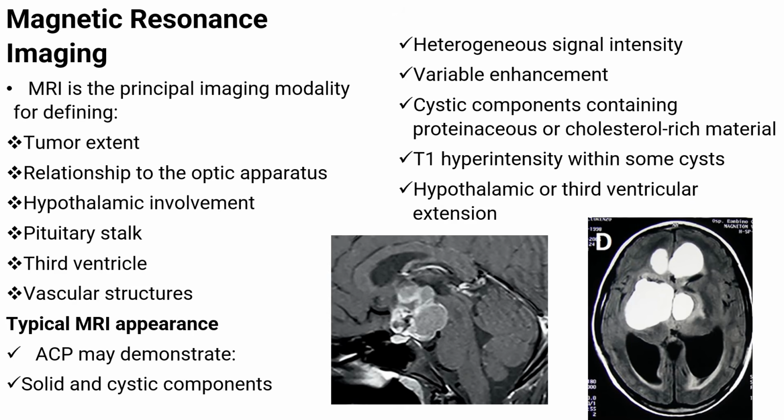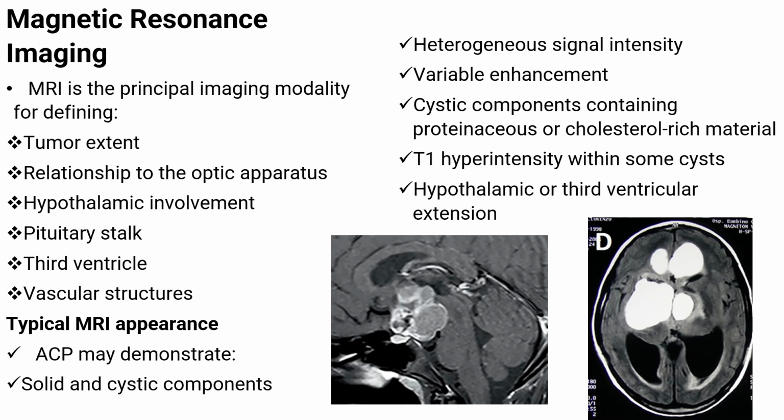Some cysts contain protein-rich or cholesterol-rich material, which can produce high signal intensity on T1-weighted images. Magnetic resonance imaging also helps determine whether the tumor extends into the hypothalamus or third ventricle, while showing its relationship to the optic apparatus, pituitary stalk, and nearby blood vessels. These details can strongly influence surgical planning.